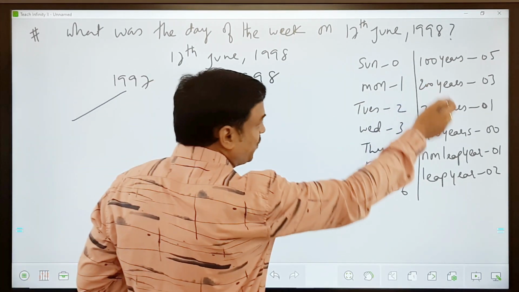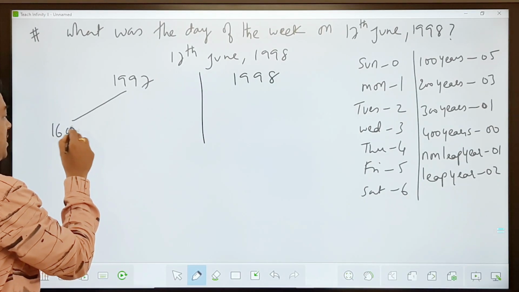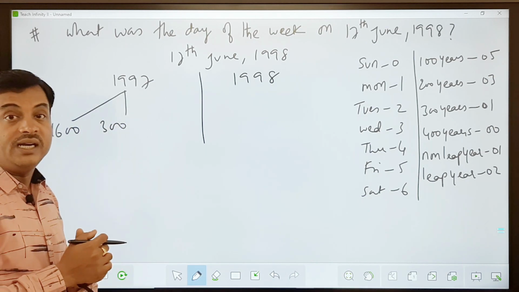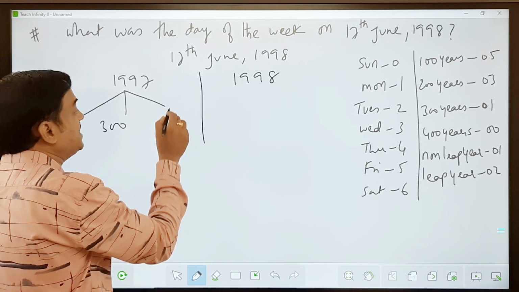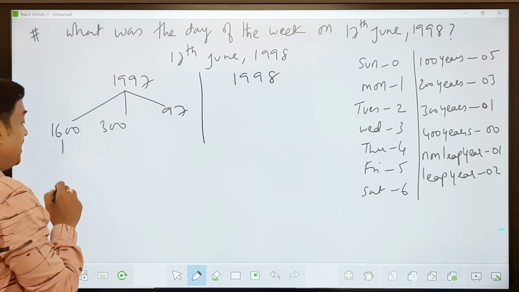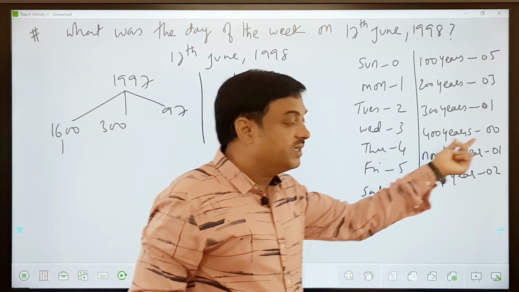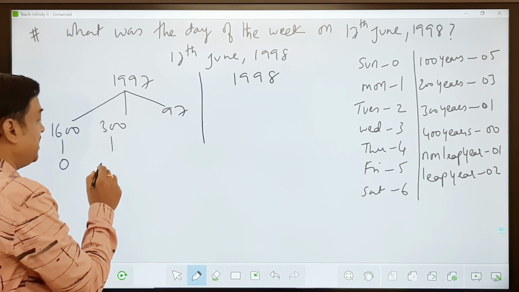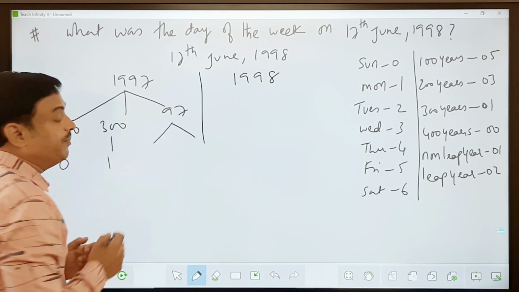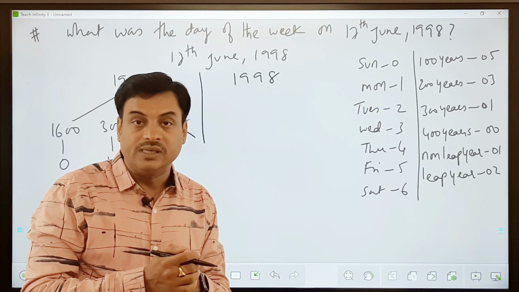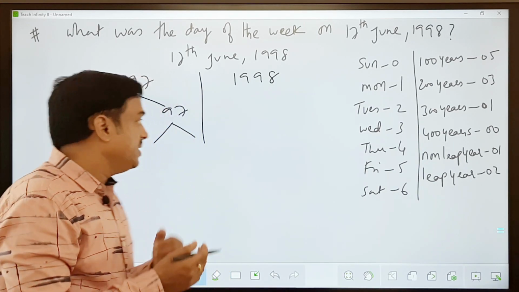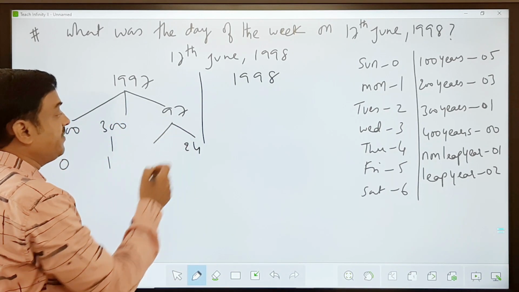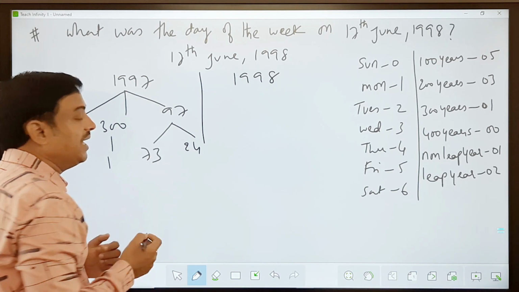For 1997, first I'll search for 400 years. 1600 is a multiple of 400, so I'll split it, and then another 300 years, 1600 plus 300 is 1900, and another 97 years we have here. Since 1600 is a multiple of 400, every 400 years gives 0 odd days. So 1600 years will have 0 odd days, 300 will have 1 odd day, and this 97. All the 97 years cannot be non-leap years, so we will see 24 leap years are there, and 97 minus 24 is 73 non-leap years.